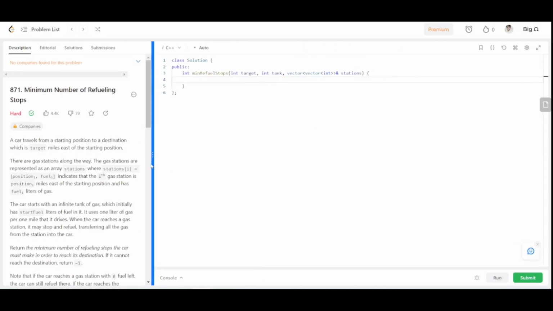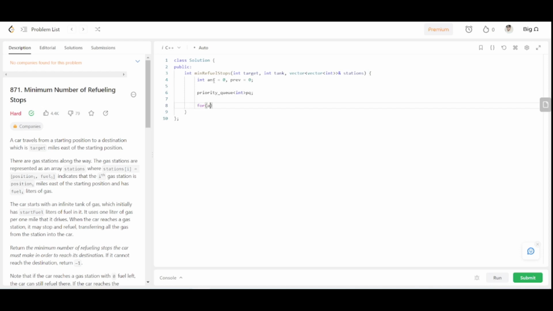So this is the minRefuelStops function. In this function, I will declare two variables: answer, which represents the number of stops where I refill my tank, and a previous variable which will be used to store the previous location. Now declare a priority queue. It is a max heap.